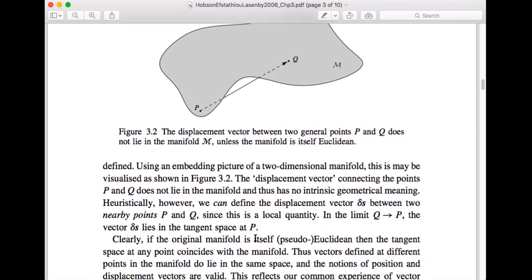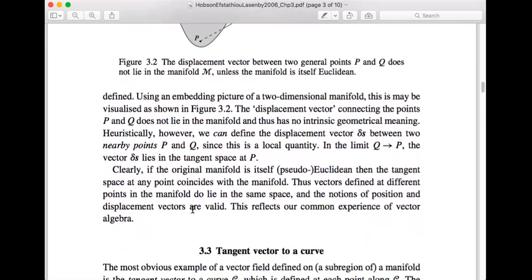This is not rigorous mathematics. This is, as he says, heuristic, or trusting your physical intuition.